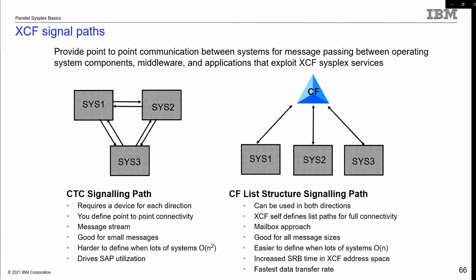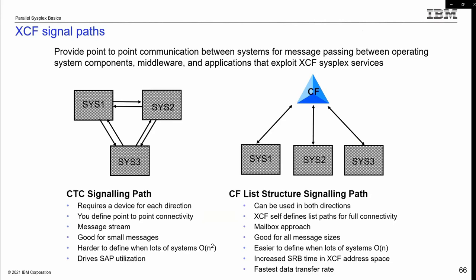There are two types of XCF signaling paths. There's a CTC signaling path and a CF list structure signaling path. So if you're in a parallel Sysplex, you of course can avail yourself of either one of these options. If you're in a basic Sysplex, you only have the option on the left. I would recommend that most folks consider using CF list structure signaling paths. This is much easier to set up, especially when your Sysplex is more complicated.